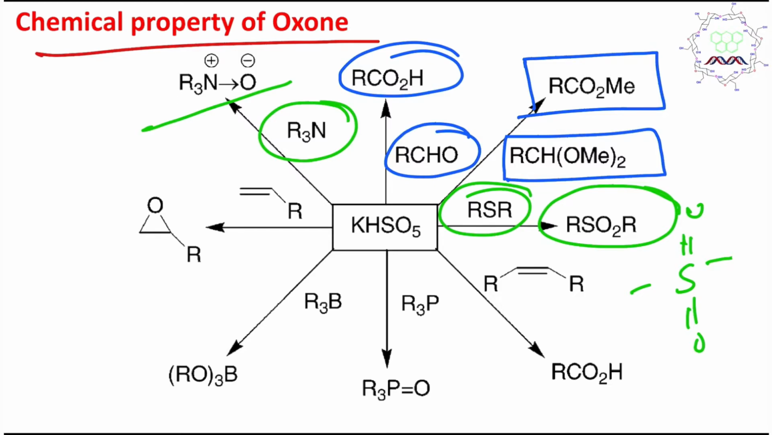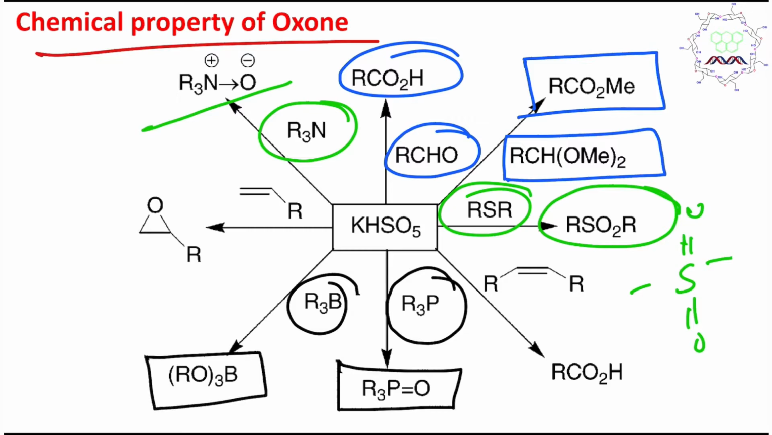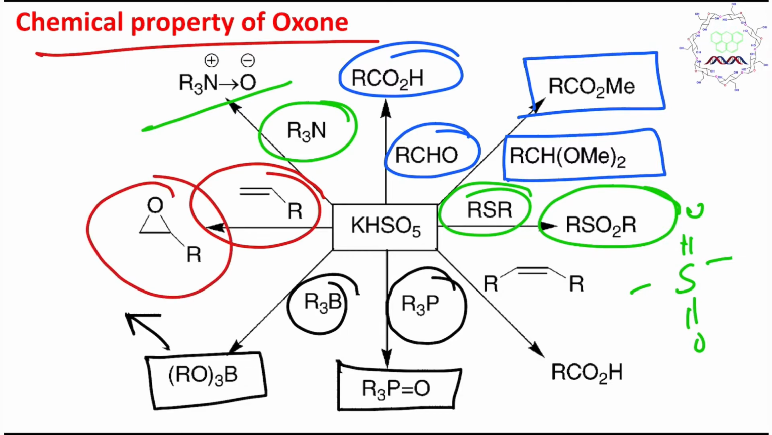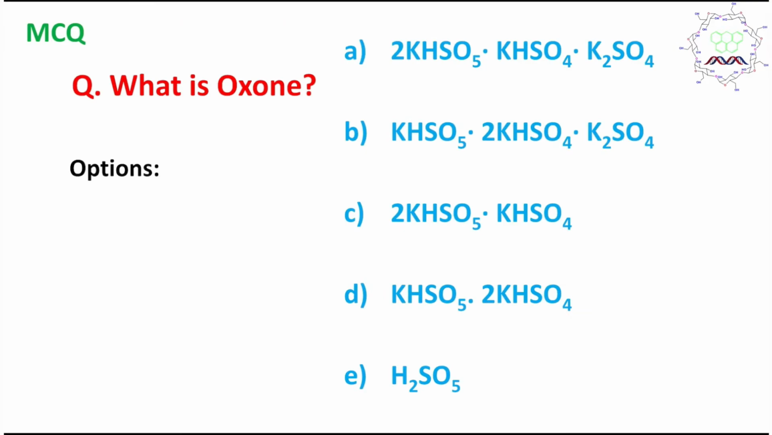Not only that, it can oxidize triphenylphosphine into the corresponding triphenylphosphine oxide, or trialkyl borane to the borate ester, and from that you can get what? Alcohol. Just remember the hydroboration oxidation concept. And the final one is epoxidation, as I told just some time before, a similar chemical property to prepare epoxides. So this is the overall summary, and let's come to the MCQ.